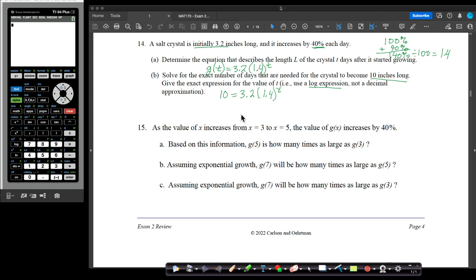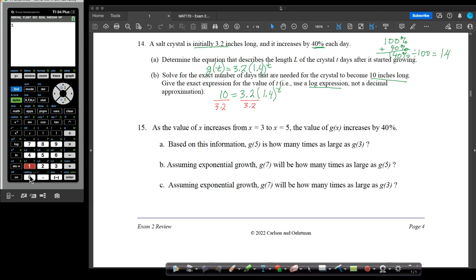So what do we do first? Well, first thing is to try to isolate the exponential. So we divide by 3.2. Divide by 3.2. And that's going to give us 10 divided by 3.2. Since they want an exact value, if we divide, what do we get? Do we get something that's not too bad to look at? Do we get something that's not a repeating decimal?